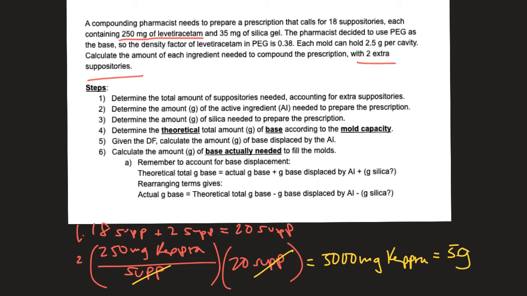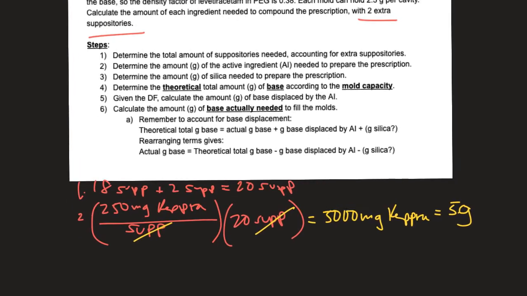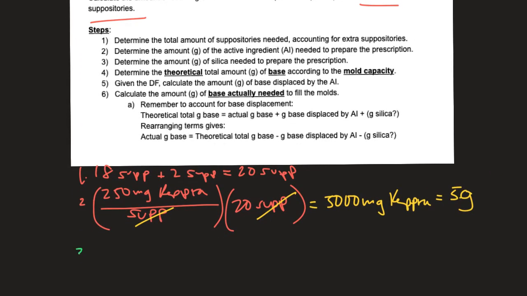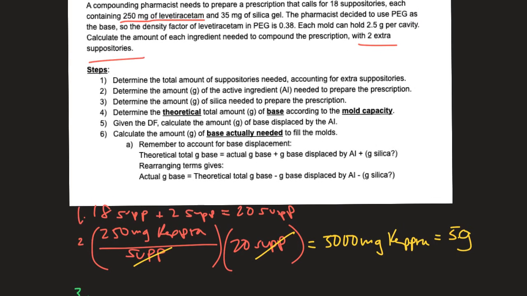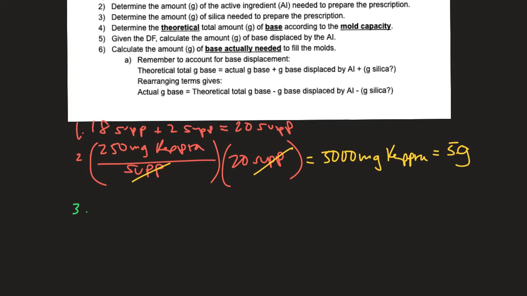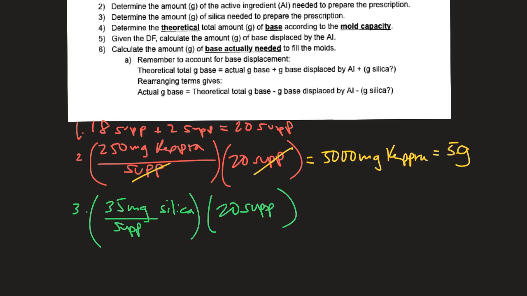Number 3, we're going to calculate the total amount of silica needed to prepare this prescription. So we know silica gel in each suppository is 35 milligrams. So 35 milligrams per suppository of silica. We're making 20 suppositories. Suppositories cancel out in the numerator and the denominator to give you 700 milligrams silica, or 0.7 grams.